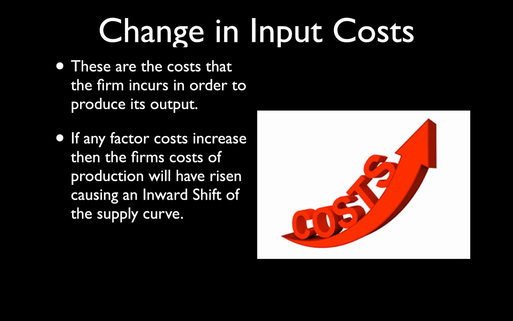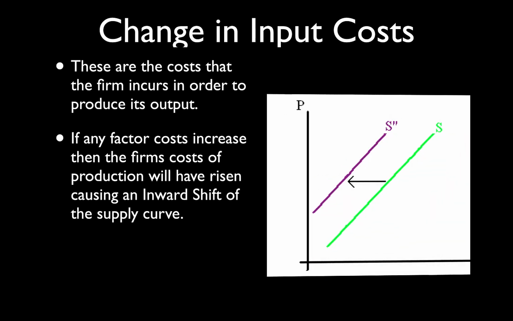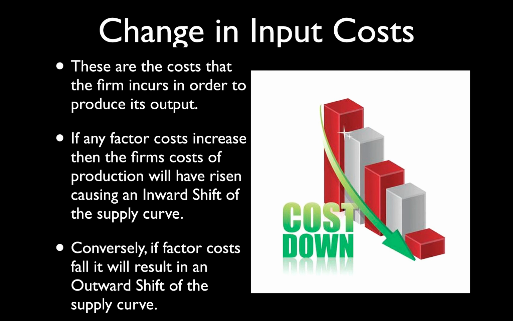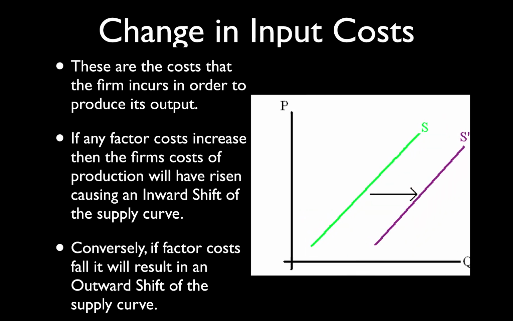If any factor costs increase, then the firm's cost of production will have risen. That would mean, and again this is somewhat of a trivial answer explaining the law of supply, but still we're going to go with it, that the profit margin per good sold has been reduced. Okay, and that would cause an inward shift of the supply curve, just like that. Whereas if factor costs fall, the profit margin per good sold would increase, and as such there would be an outward shift of the supply curve.